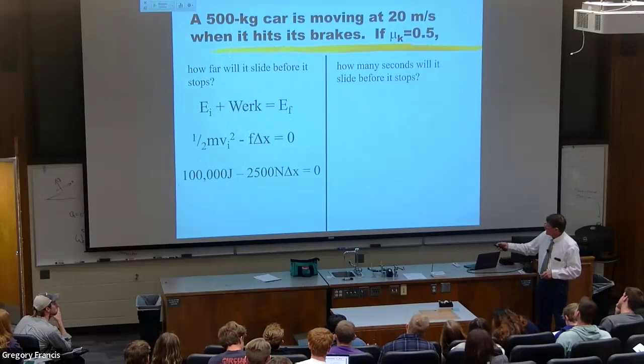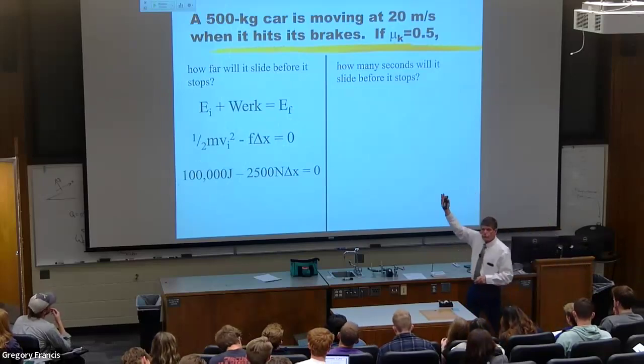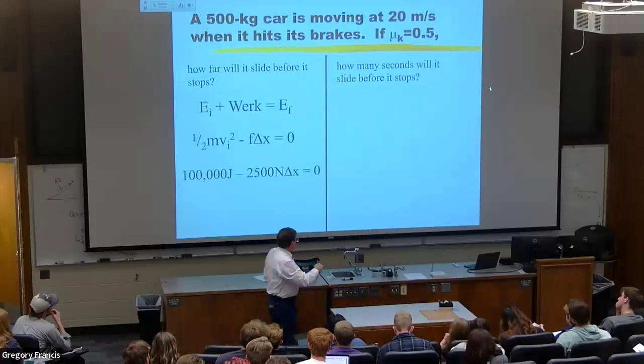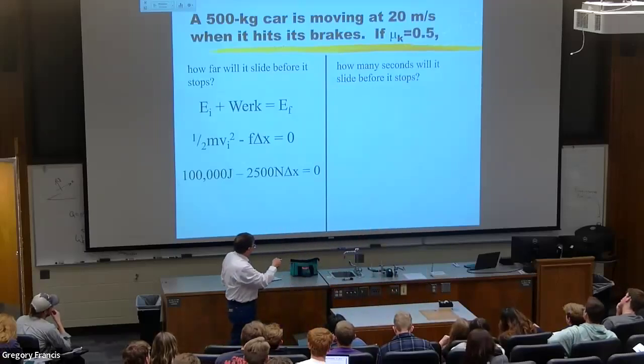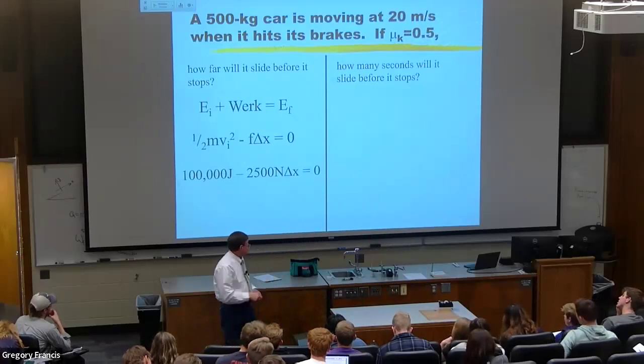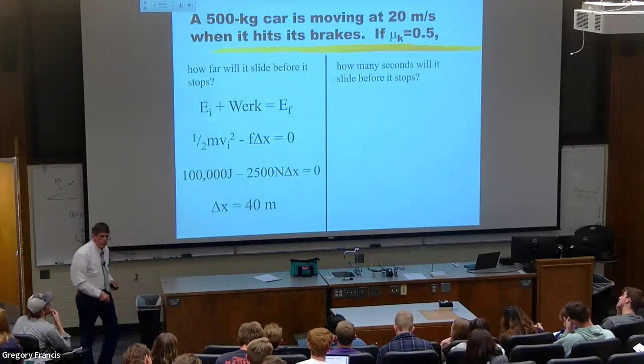I can quickly find the friction force. With 500 kilograms, the weight is going to be 5,000 newtons. The normal by the road is going to balance that at 5,000 newtons. And that means that the friction is going to be 1/2 of that, because it's mu times N. So that's going to be 2,500. When I solve that for delta x, I get 40 meters.